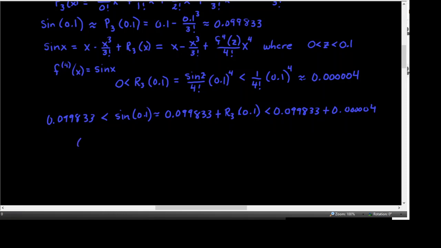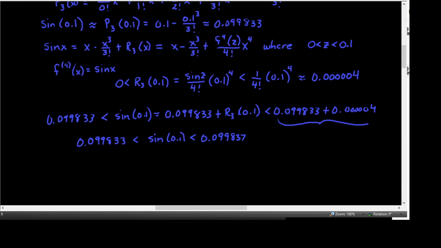Or in other words, our answer for sine of 0.1 is somewhere between 0.099833 and 0.099837. And I got that number by adding these two together. And so we don't know exactly what sine of 0.1 is from this polynomial estimation, but we do know that it's definitely between those two values.